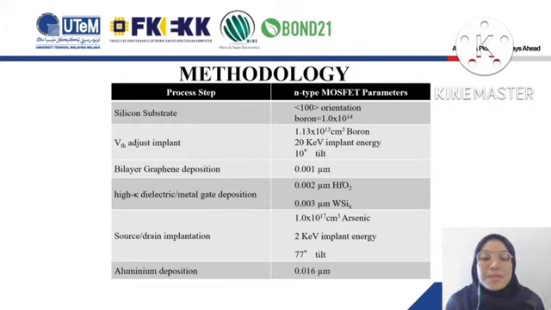Then, we deposit the bilayer graphene with thickness of 0.001 micro. Next, we deposit the high K, which is hafnium dioxide with thickness of 0.002 micro, and deposit the metal gate with a length of 0.014 micro and thickness of 0.003 micro. Then, we implant the source drain with 1.0 times 10 to the power of 17 of arsenic, 2 kilo of energy and 77 degrees of tilt angle. Last but not least, we deposit the aluminium for the metal contact.